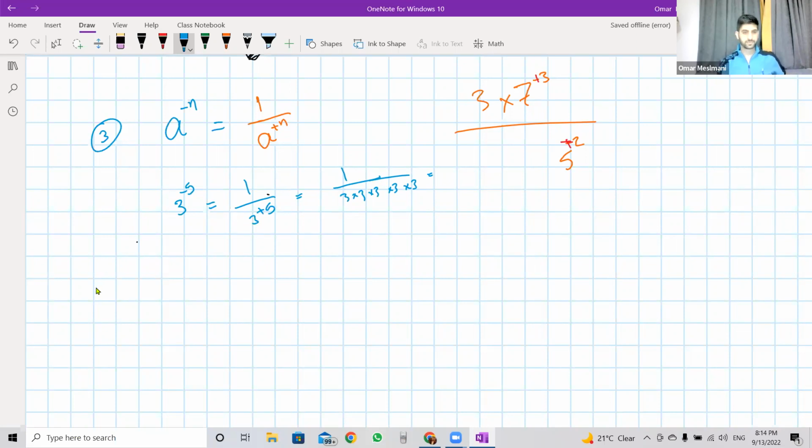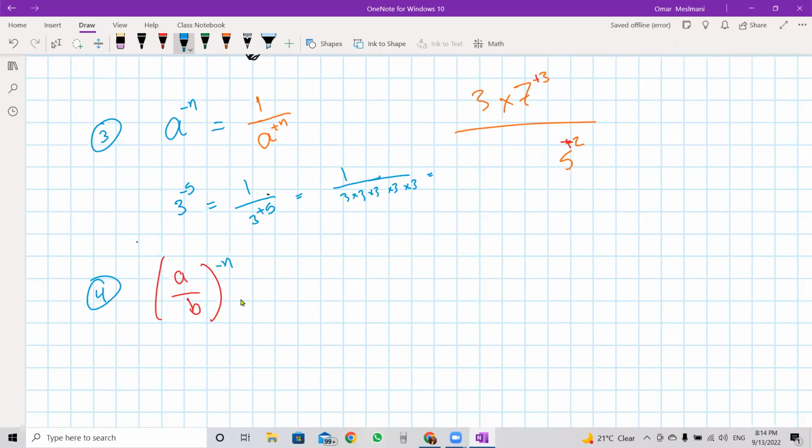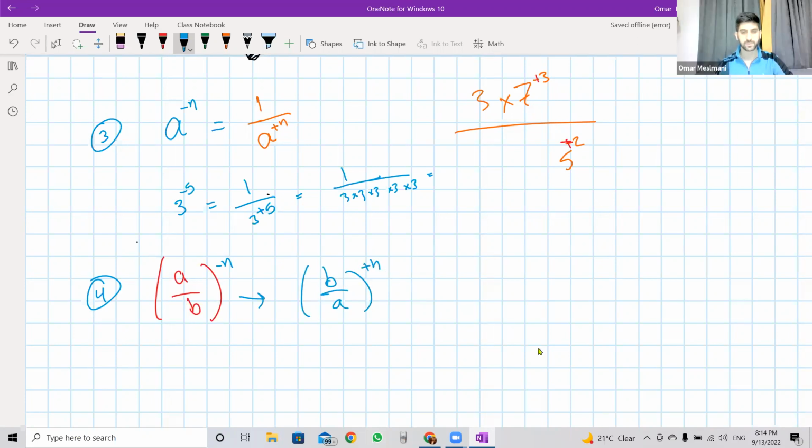Rule number 4. What is rule number 4? The rule number 4 is if you have a fraction to the power of negative this time. Again, you see this lovely bracket? It's so important, lovely brackets, okay? The brackets are so important. Again, you have a fraction, the whole bracket, A over B, to a negative power. It becomes a bracket B over A, and the power is positive.